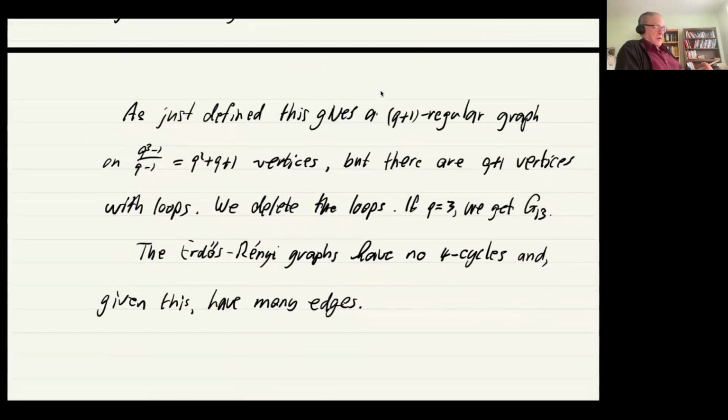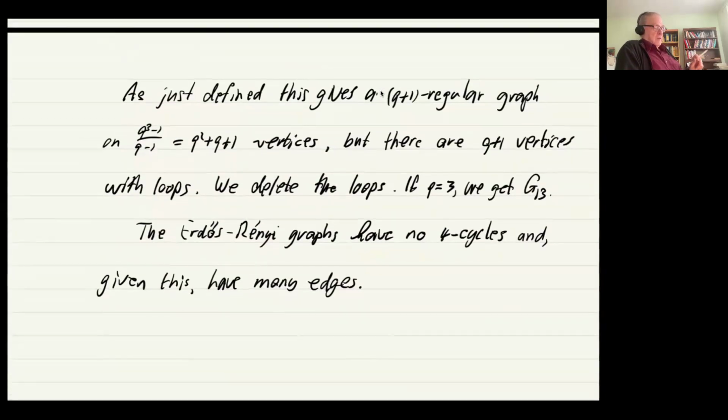Now, as just defined, this gives you a Q plus 1 regular graph on Q squared plus Q plus 1 vertices. You have to work a bit to prove that. It's not too hard. The only complication is you discover that Q plus 1 of your vertices have loops.